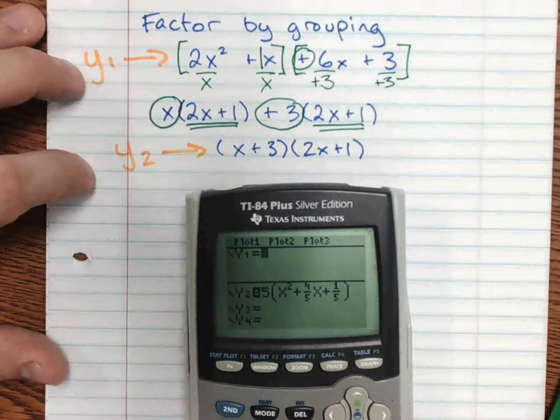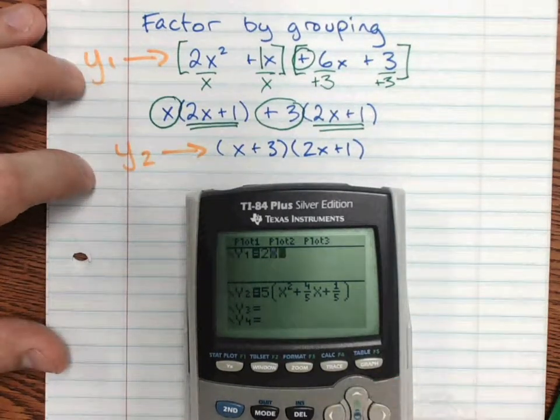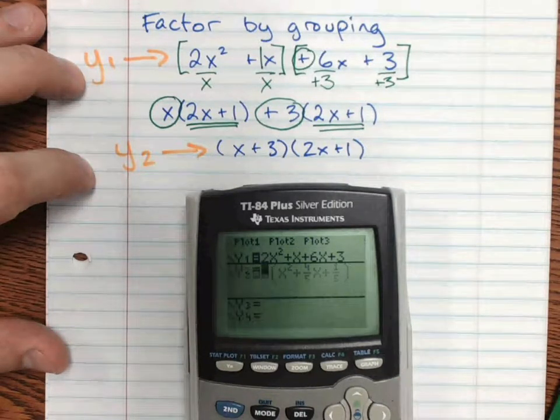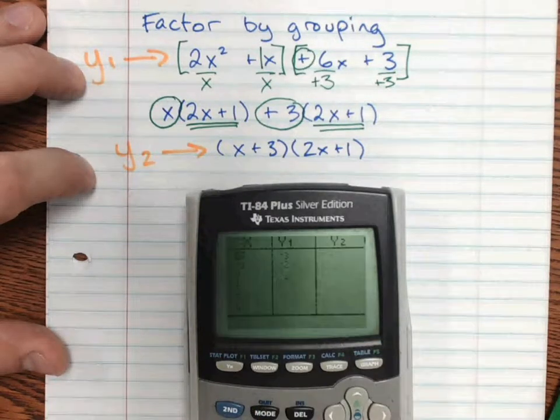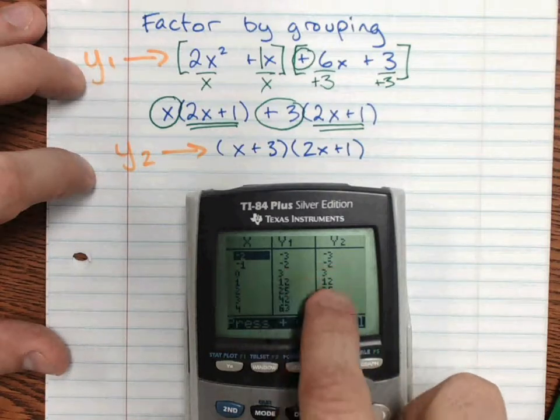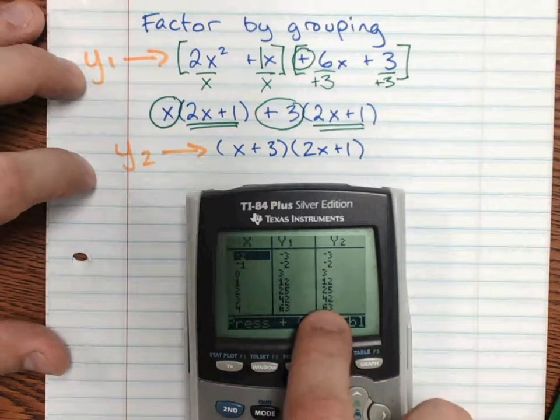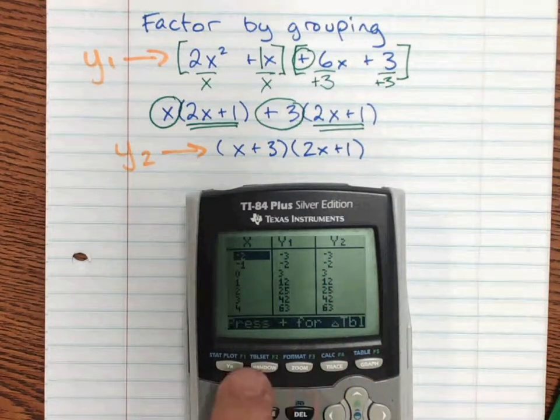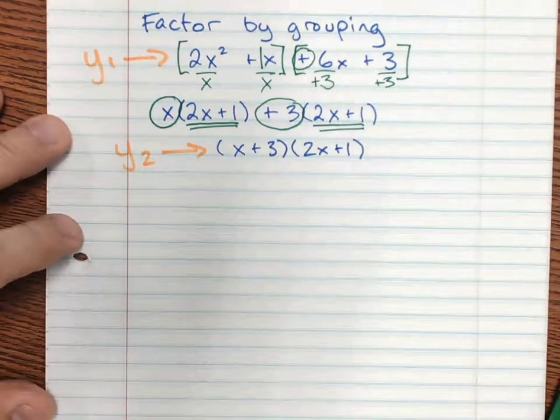We're going to say 2x squared plus x plus 6x plus 3 on the first line. On the second line, we are going to put what we think the answer is, x plus 3 times 2x plus 1. We can go and check the tables, and again, the last two columns should be identical. So that's another method of checking your work.